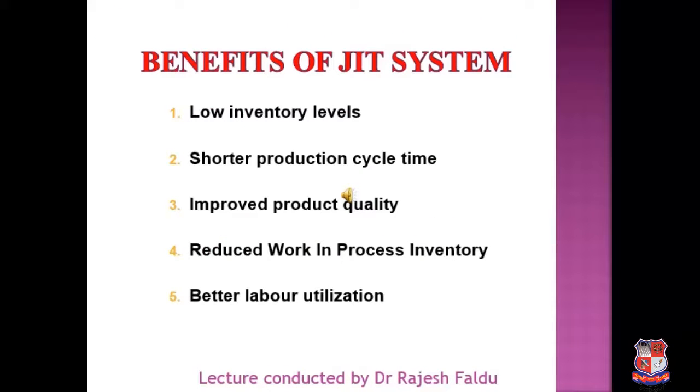Now let us discuss the benefits of implementing a JIT system. The first benefit is that inventory cost gets reduced, as we are maintaining low inventory levels or zero inventory. Production cycle time shortens. Product quality gets improved. Work in process inventory is reduced, and there is optimum utilization of labor. Also, setup time is reduced. Machine breakdowns are reduced, and no defective products are produced. So these are some of the benefits of implementing a JIT system.